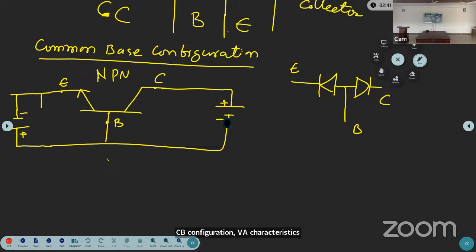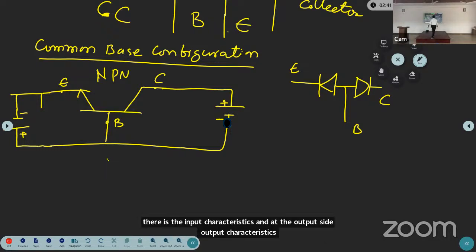Okay, so how many diodes are there here? The two diodes: there is the input diode as well as the output diode. For this, we'll get two VI characteristics, that is the input characteristics and at the output side, output characteristics. Now here, you can remember the construction of the transistor.